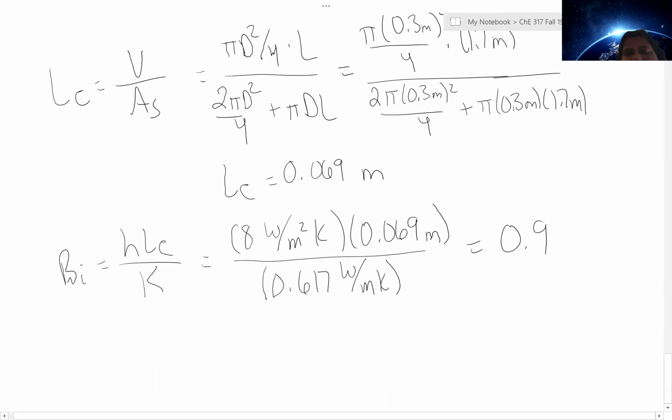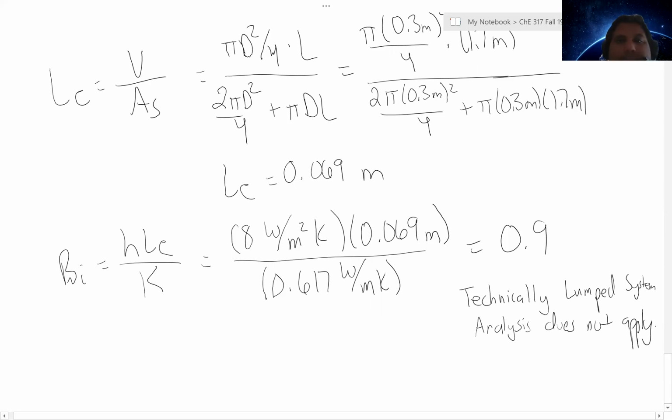So in this case, technically, the lumped system analysis does not apply. We would have to consider the temperature profile in the system, but for the purposes of practicing using LCA, we're just going to calculate and estimate the time anyways.